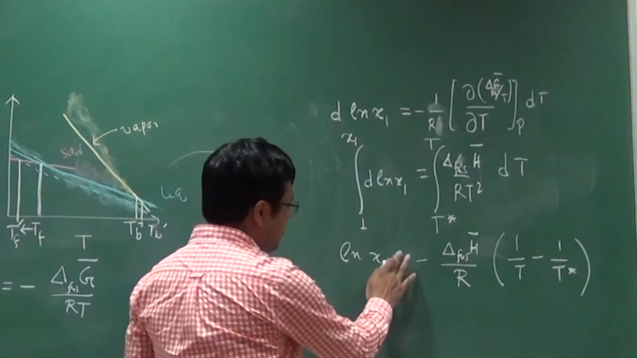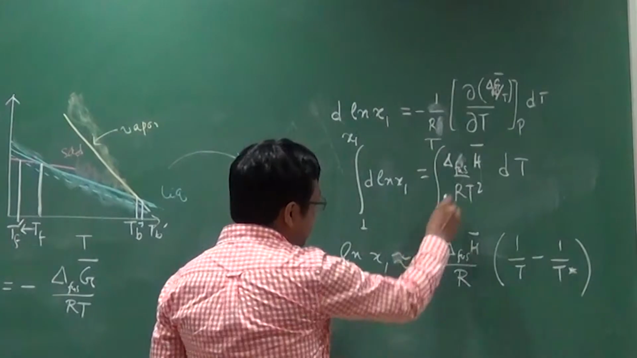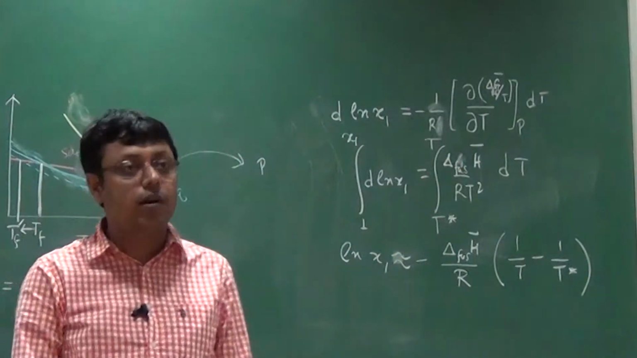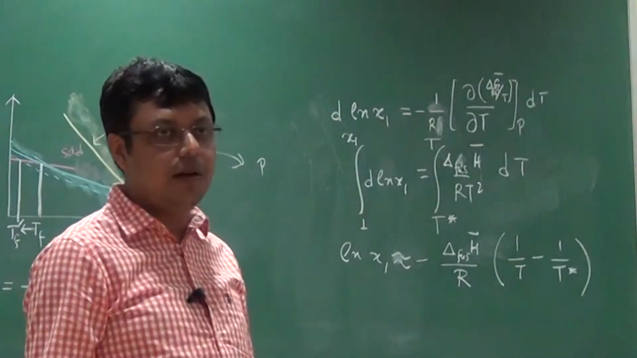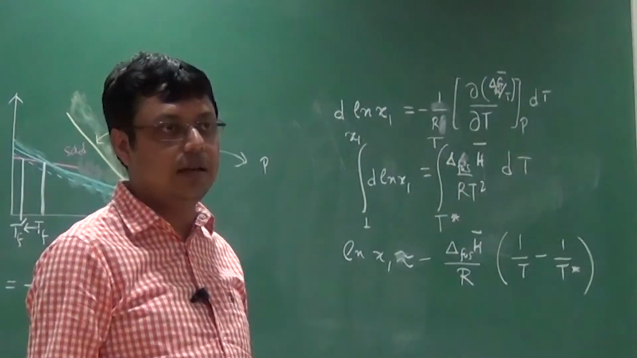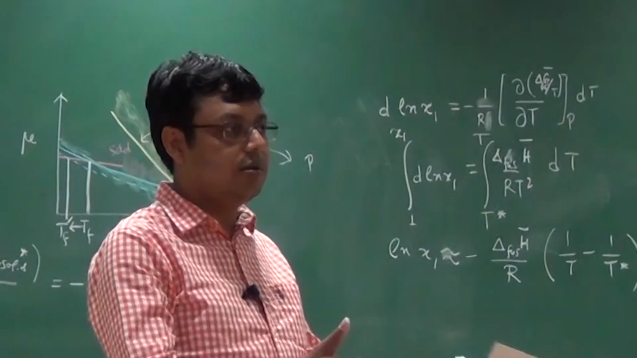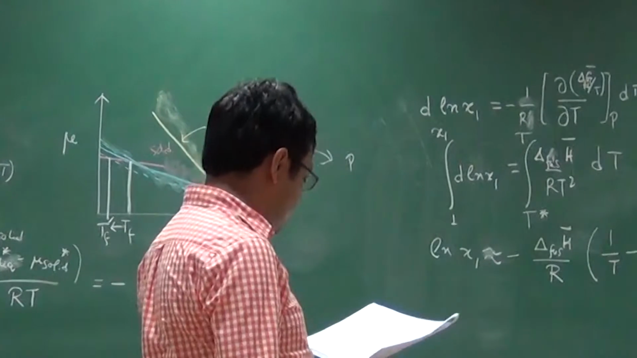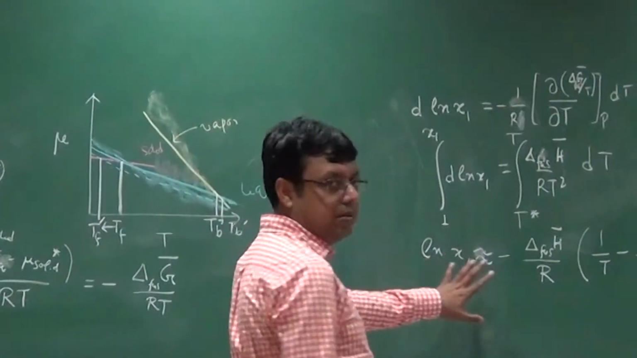During this integration, I am assuming that this is a constant, meaning the heat of fusion is constant over the range of temperature, which is not a very logical thing, but suppose for a small range, we can assume that. So we got some relationship at this point.